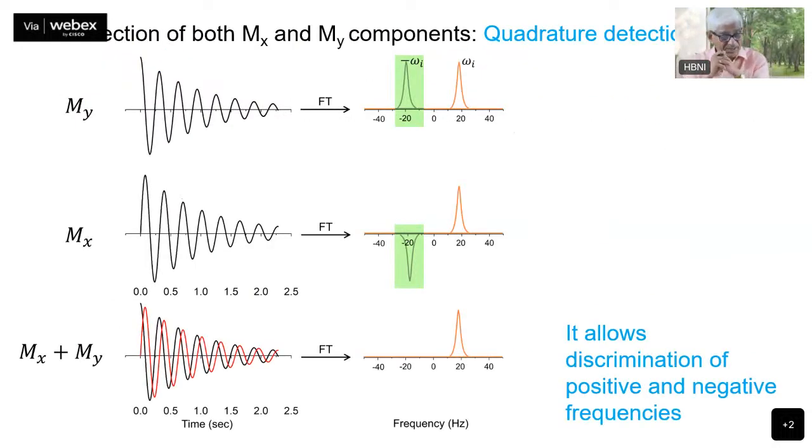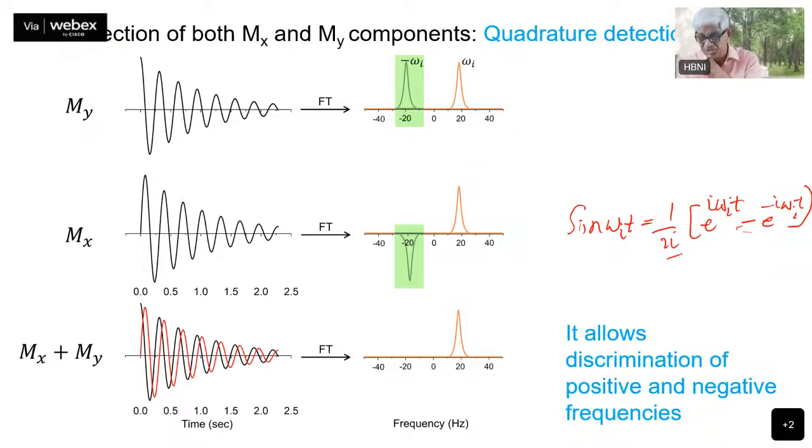Now, if I collect the X component, this will be a sine function, which is decaying. Sine omega_i t is equal to 1 by 2i, e to the i omega_i t minus e to the minus i omega_i t. So this will again produce two frequencies, but they have opposite signs, plus and minus. And because of this i, it will produce a dispersive nature. This is 90 degrees out of phase with respect to the x-axis; take it as the imaginary component, along the y-axis. But you can do a phase correction on that after that.